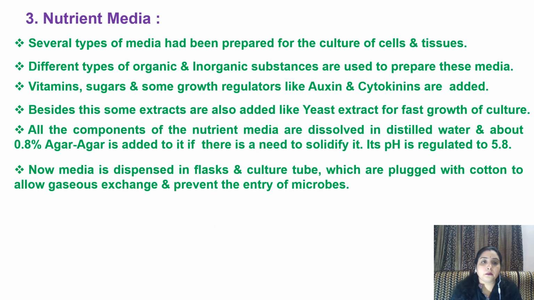Nutrient media. Several types of media are prepared for the culture of cells and tissue, as different plants and different cultures require different media selection. Different types of organic and inorganic substances are used to prepare these media. Vitamins, sugar, and some growth regulators like auxin, cytokinin, gibberellin, abscisic acid are added. Besides this, some extracts are also added like yeast extract, corn extract, malt extract, etc., which can improve the growth of culture and make it fast.